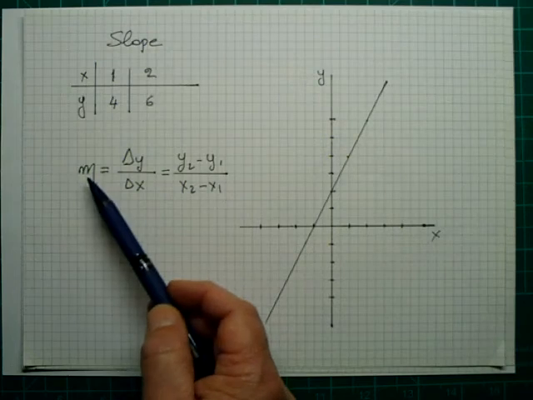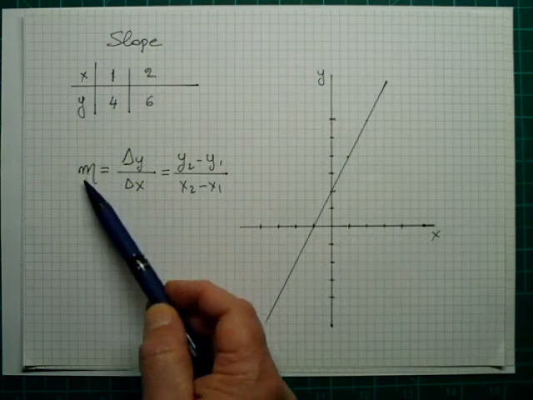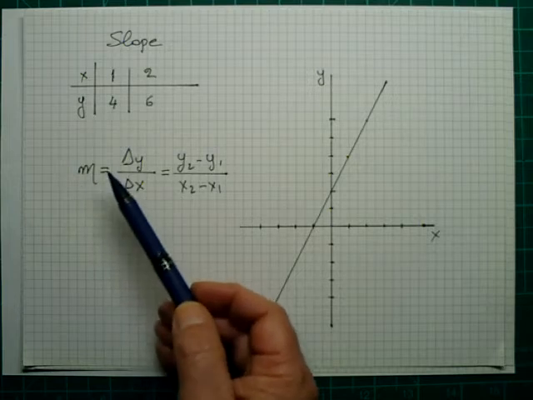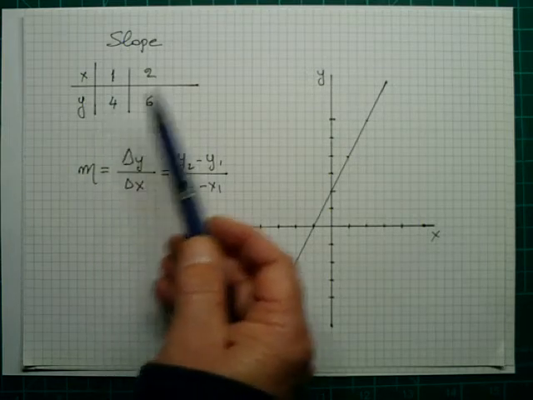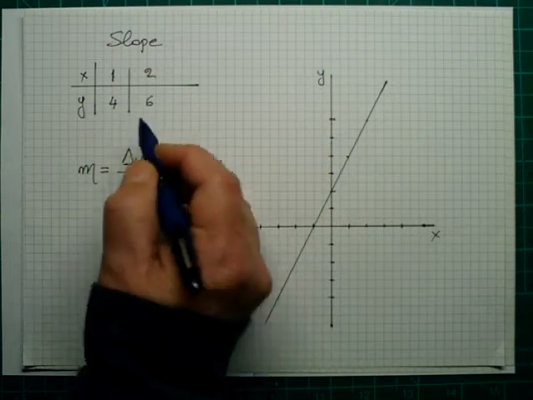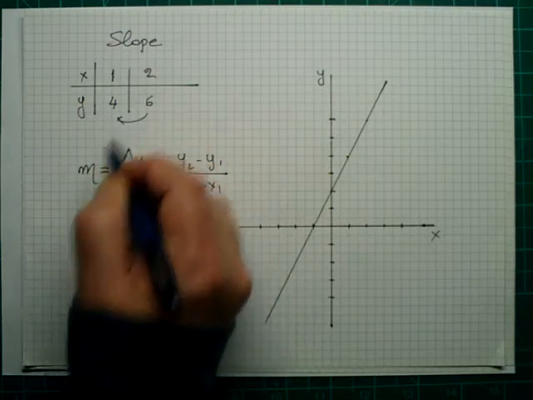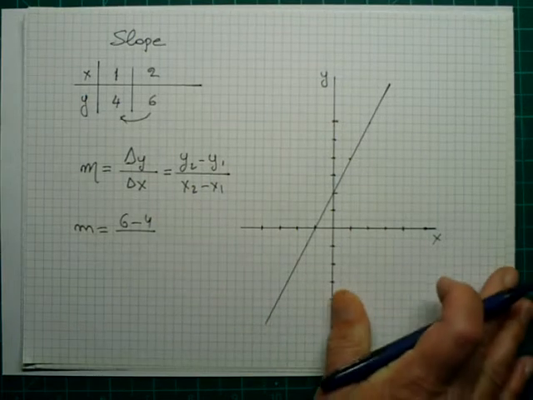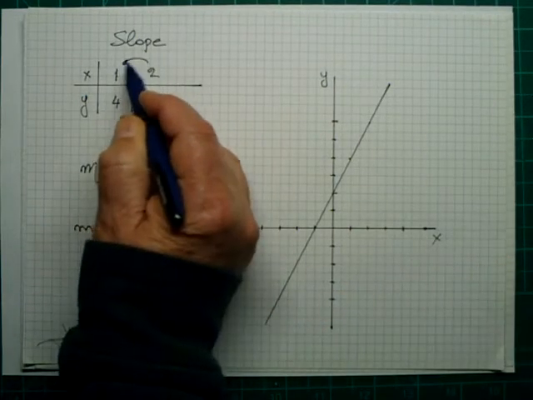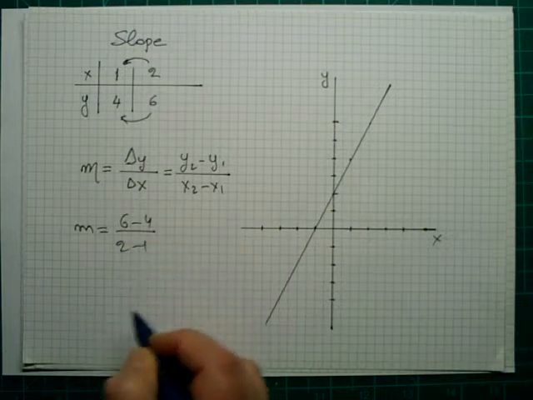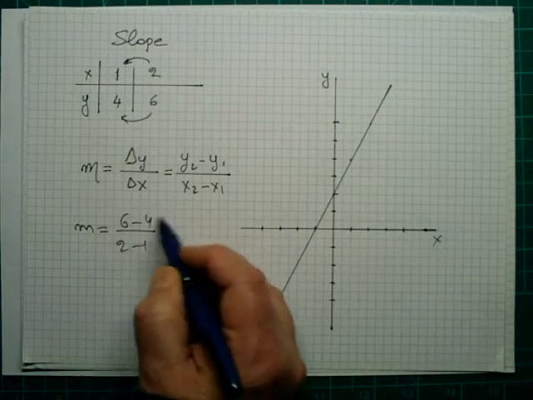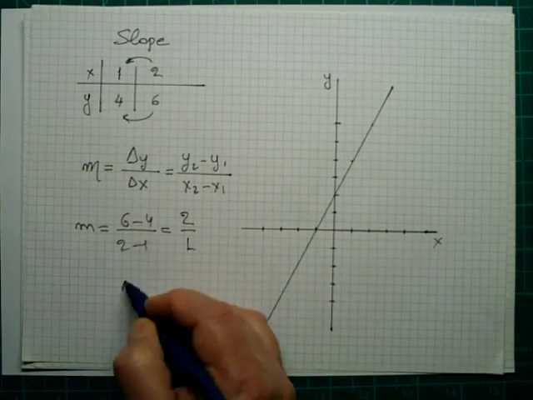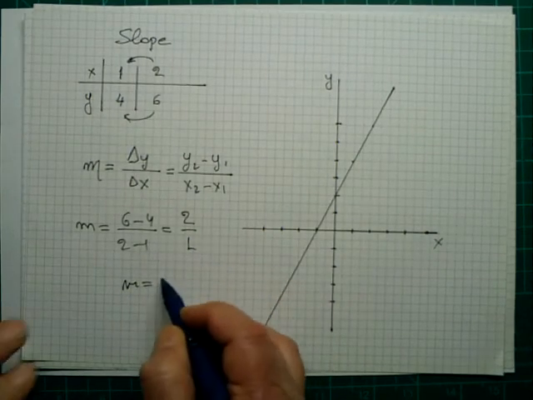Now, let's see how we find the slope of a line. The slope is represented by m, and we divide the differences between y's and x's. So m equals 6 minus 4, divided by the difference 2 minus 1. 6 minus 4 is 2, 2 minus 1 is 1, so our slope is 2.